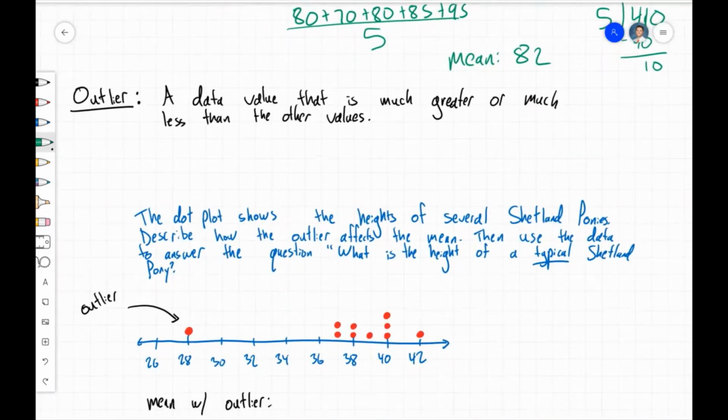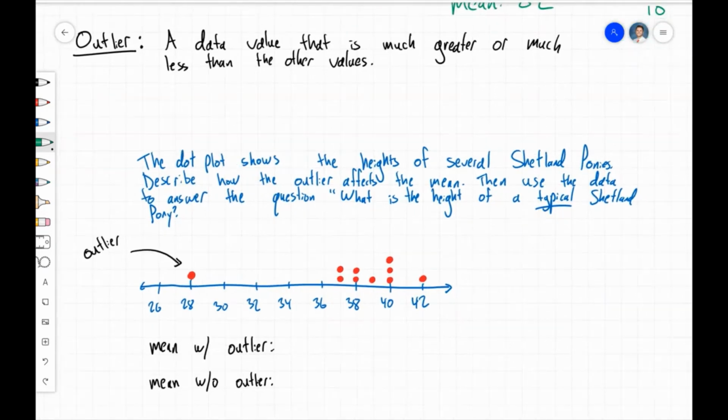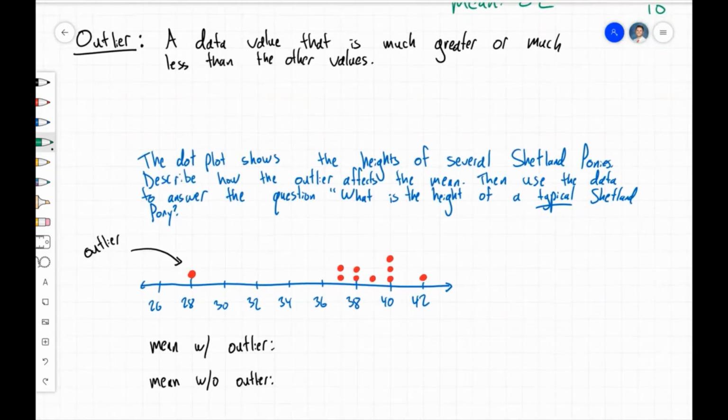So let's look at this next example. The dot plot shows the heights of several Shetland ponies. Describe how the outlier affects the mean. Then use the data to answer the question, what is the height of a typical Shetland pony? If we look at this dot plot, we can see that this one height at 28 is an outlier, because all the rest of our data is clustered over here, and way over to the left we have that outlier at 28. We're going to calculate our mean first with the outlier, and then without the outlier, to compare and see how much the outlier actually affects our mean.